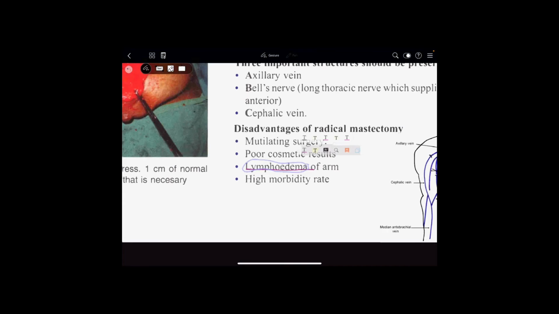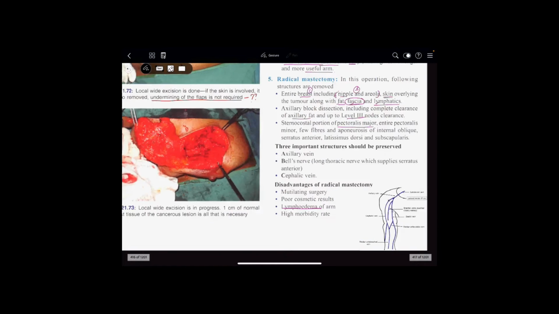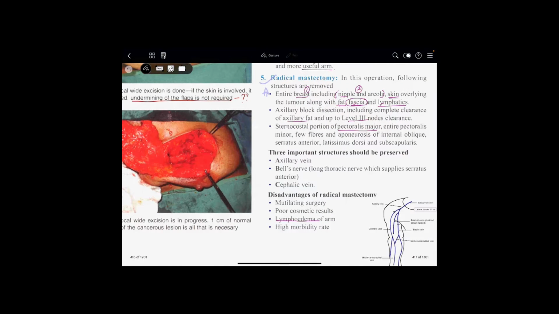Why is there lymphedema? As you're removing the lymph nodes, where will the lymphatics from the arm and breast drain into? Like there's no conduit at all. There's no pathway at all. So the lymph just starts accumulating and there will be lymphedema of the arm. And then there is a high morbidity rate. Yeah, because you're removing so much. The pectoralis muscles, major and minor, are also removed. The arm movements will be compromised. So yeah, it's not really a very great surgery.